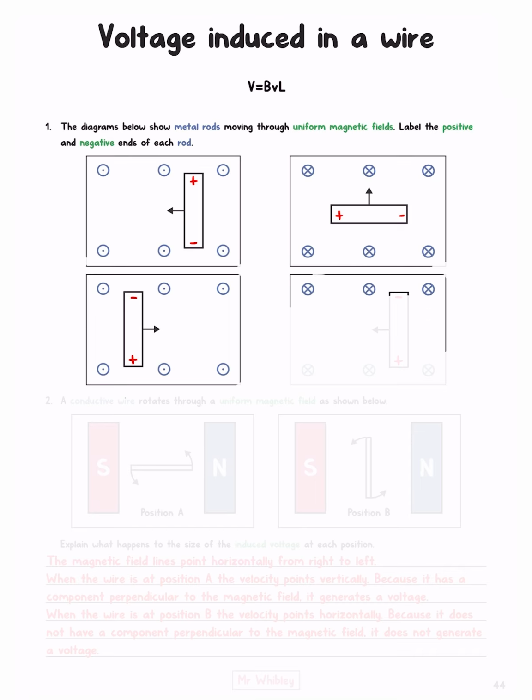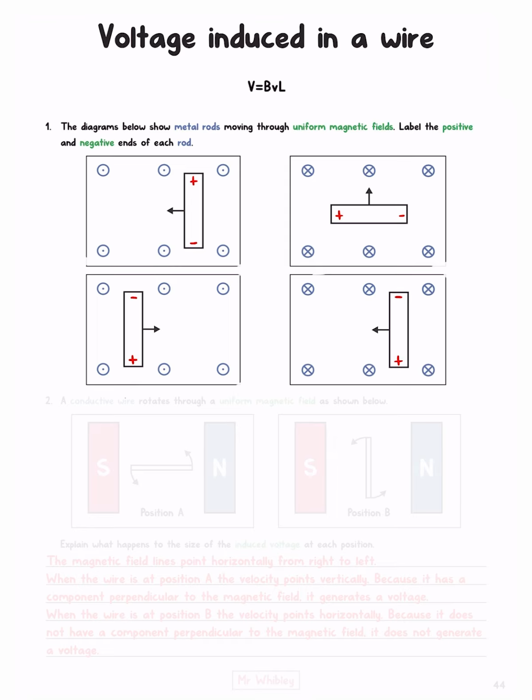For our last example, the field is going into the page, and our rod is moving towards the left. Taking our right hand, pointing our fingers into the page and our thumb towards the left, our palm faces downwards, which is the direction that our positive charges are forced, which leaves the top of our rod negative.